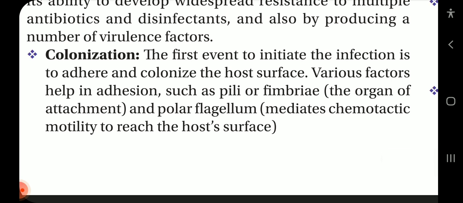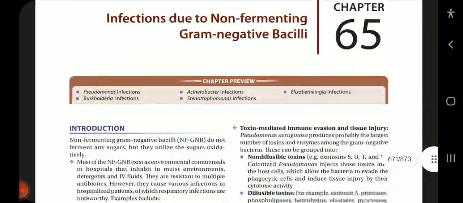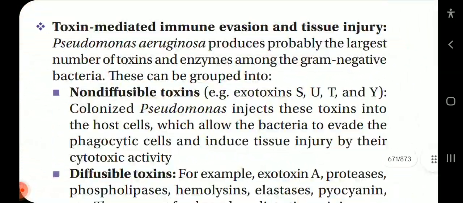Colonization. The first event to initiate the infection is to adhere and colonize the host surface. Various factors help in adhesion, such as pili or fimbriae, the organ of attachment, and the polar flagellum, which mediates chemotactic motility to reach the host surface. Second comes toxin mediated immune evasion and tissue injury.